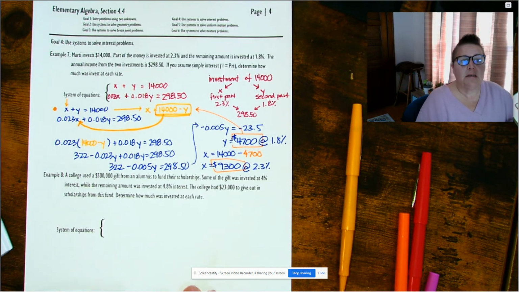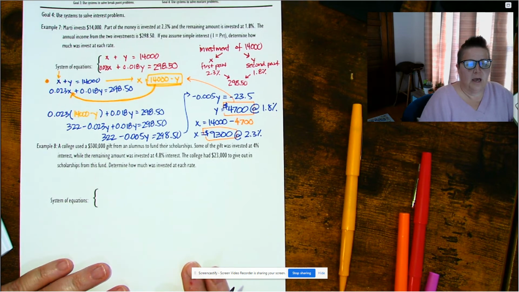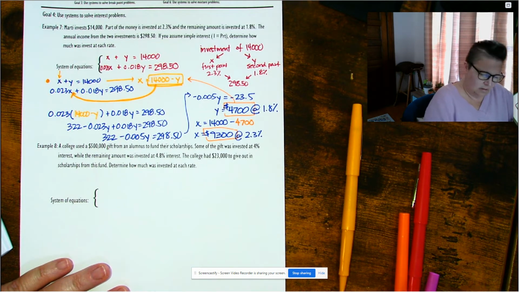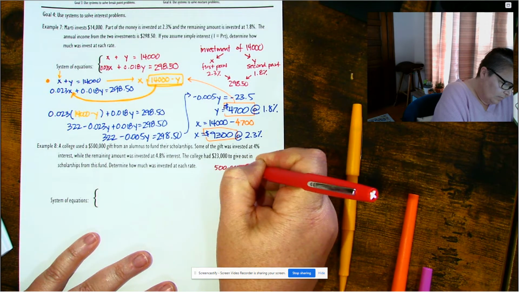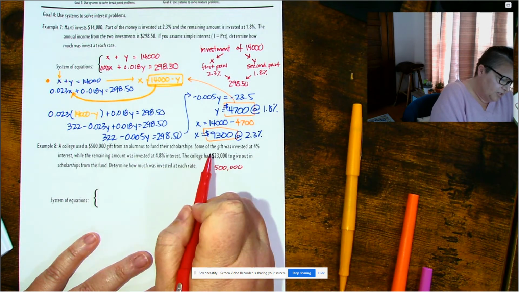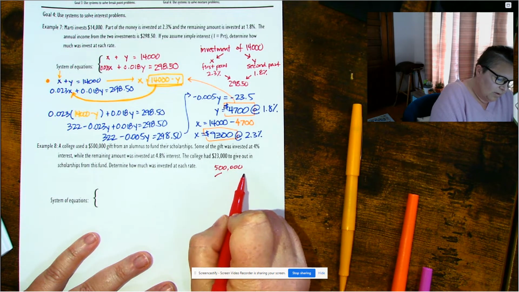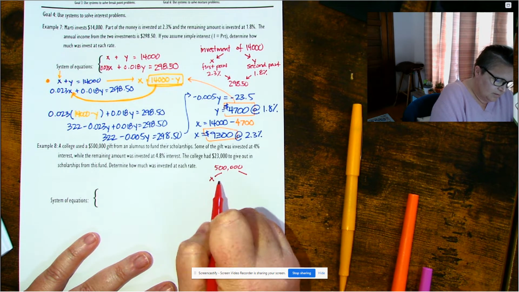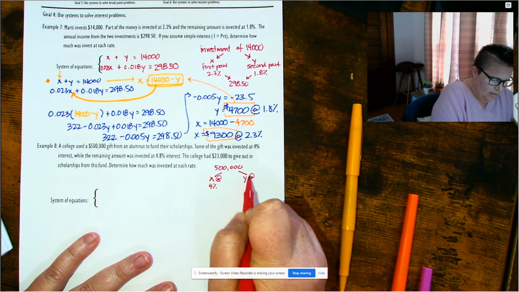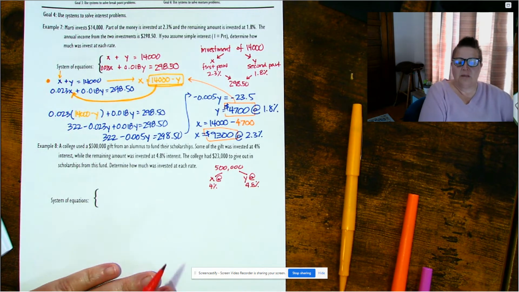All right. Second similar problem so that we can go through it again. College used 500,000. Oh, Lord, lots of biggies. Okay, so we got 500,000 to fund their scholarship. Some of the gift was invested at 4% interest, while the remaining was invested at 4.8. So I'm going to let this be X at 4%, and I'm going to let this be Y at 4.8%. I'm trying to be a little bit more careful about the room I use.